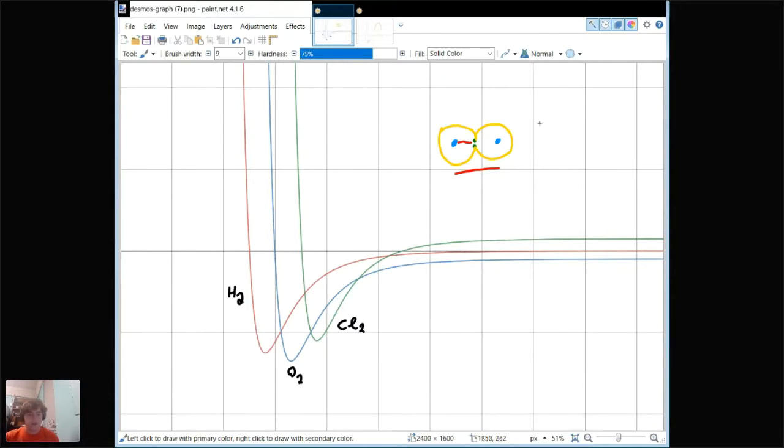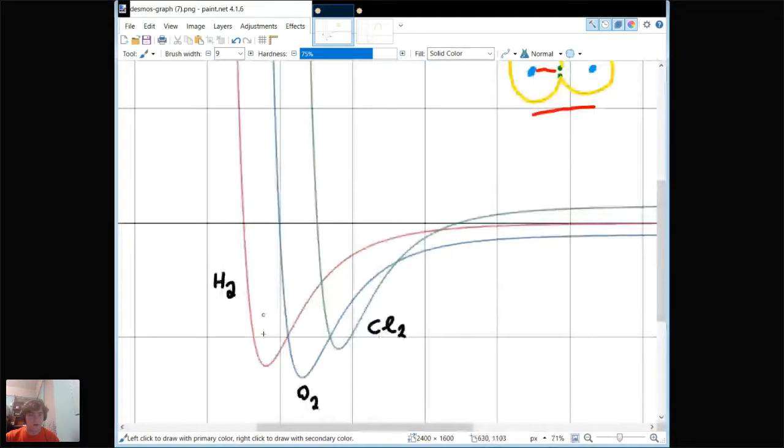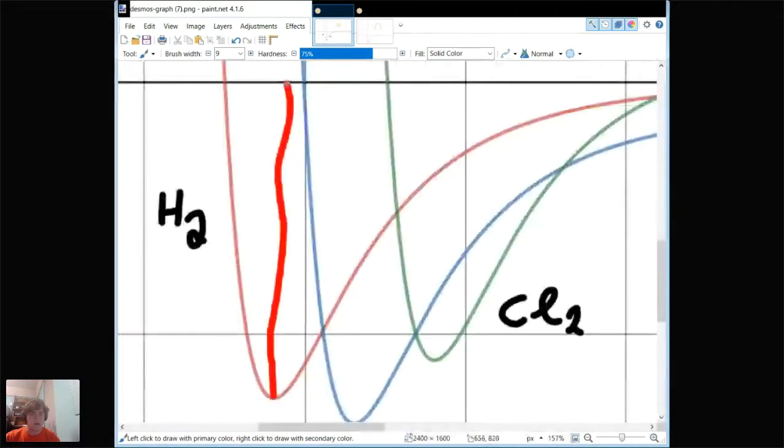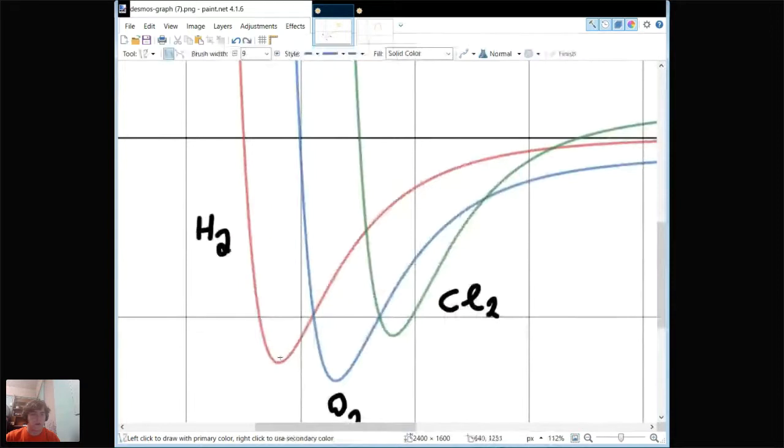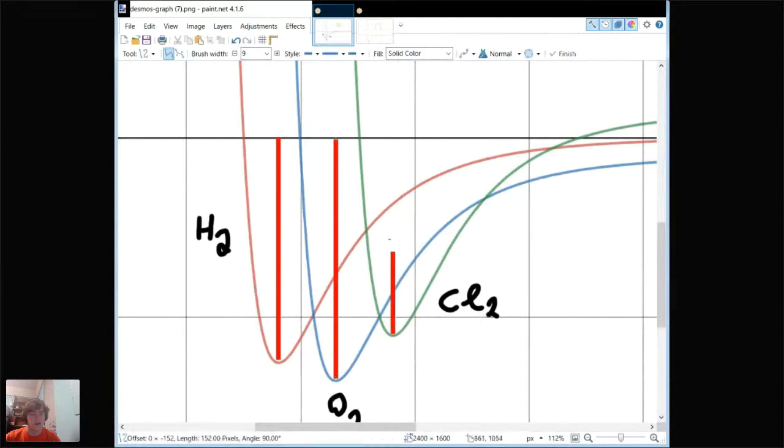So in this case, hydrogen has a bond length of about that X value. I can draw straight lines. I need to work on that. Oxygen has a bond length of that X value. And then chlorine has that value.